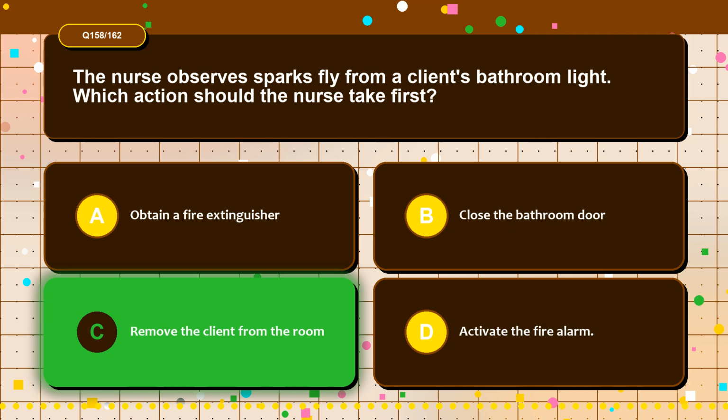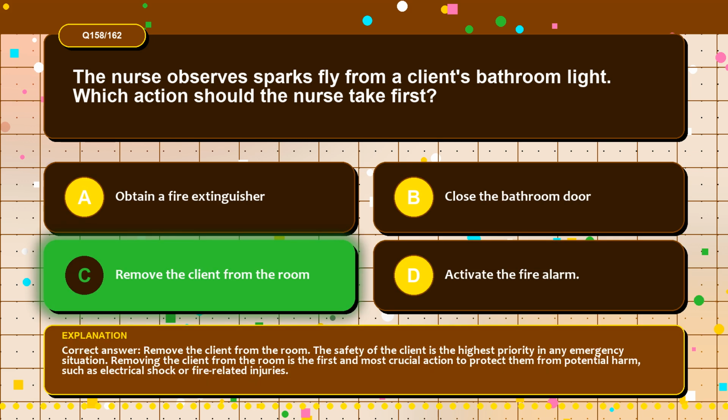The correct answer is option C. Remove the client from the room. The safety of the client is the highest priority in any emergency situation. Removing the client from the room is the first and most crucial action to protect them from potential harm, such as electrical shock or fire-related injuries.